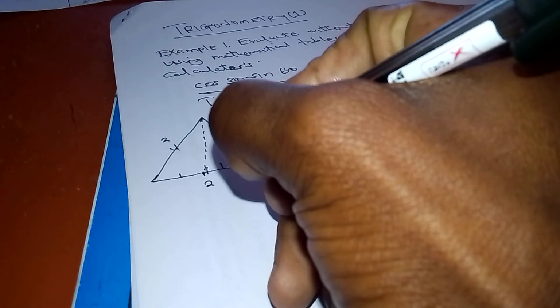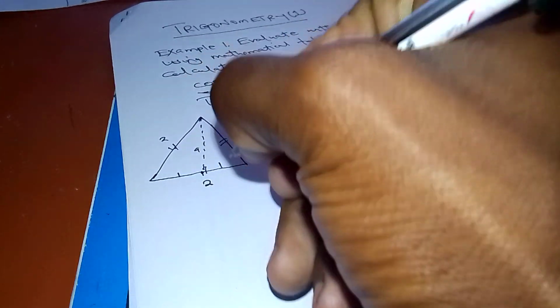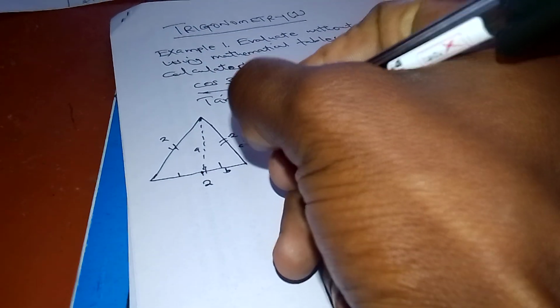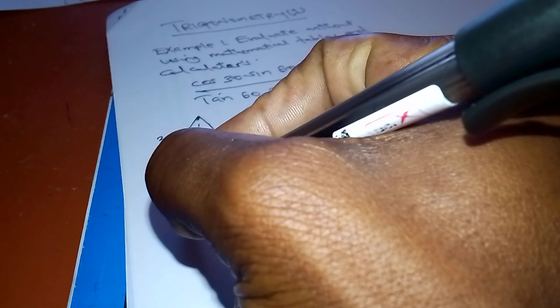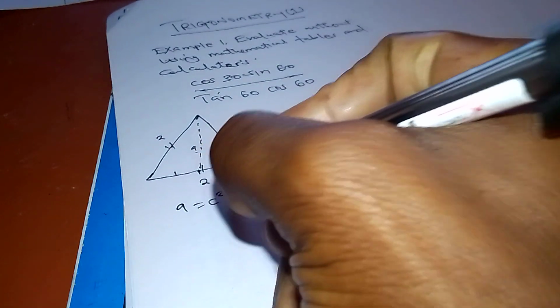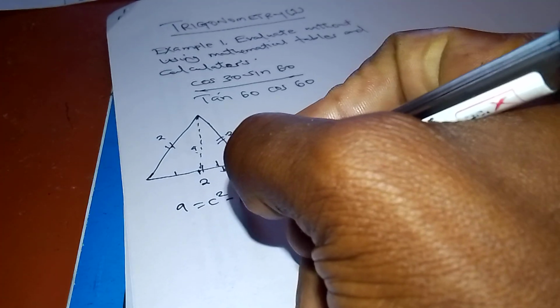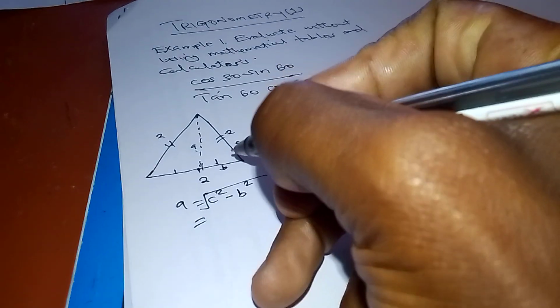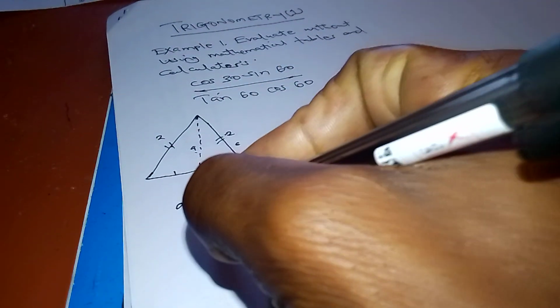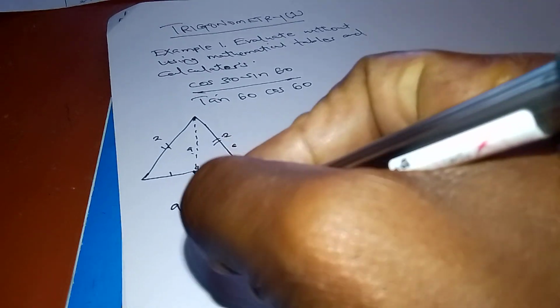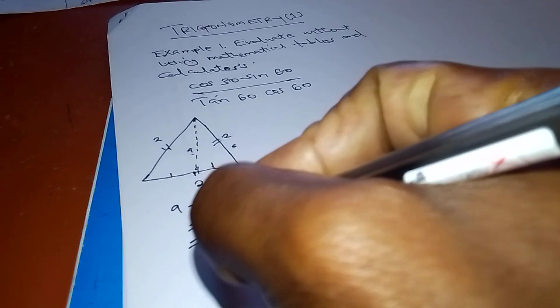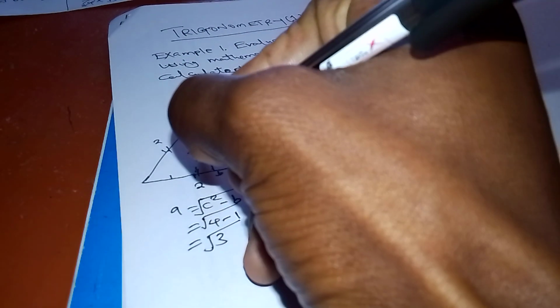Now if the sides are A, B and C, for C we have 2, for B we have 1. How do we get A? A is equal to the square root of C squared minus B squared. C is 2, so 2 squared is 4, minus B squared. B is 1, and 1 squared is 1. We will get A to be root 3. Then it means that this is root 3.